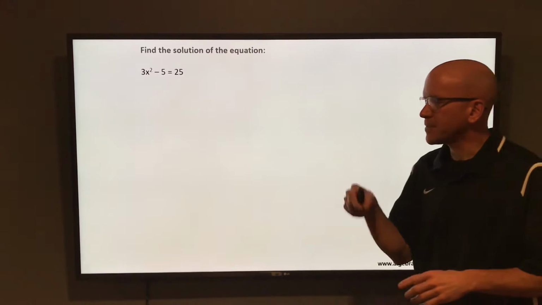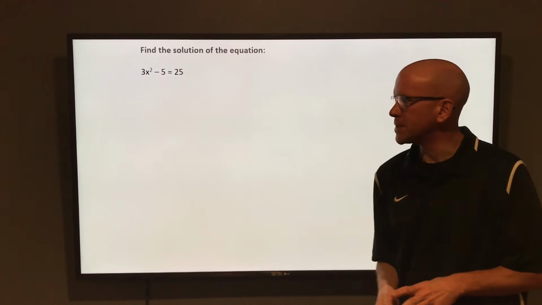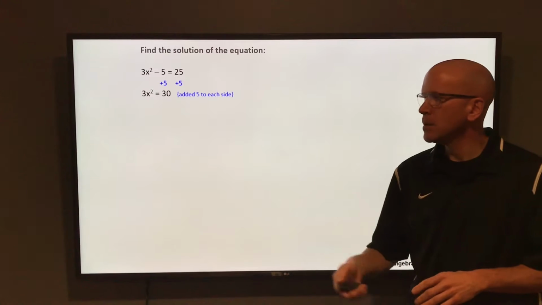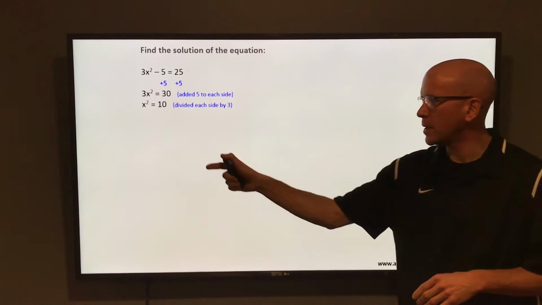You have 3x squared minus 5 equals 25. Going to solve that for x. To solve that for x, move that 5 to the right side by adding 5 to both sides. When you do that, you get 3x squared equals 30. Then divide each side by 3. X squared would equal 10.